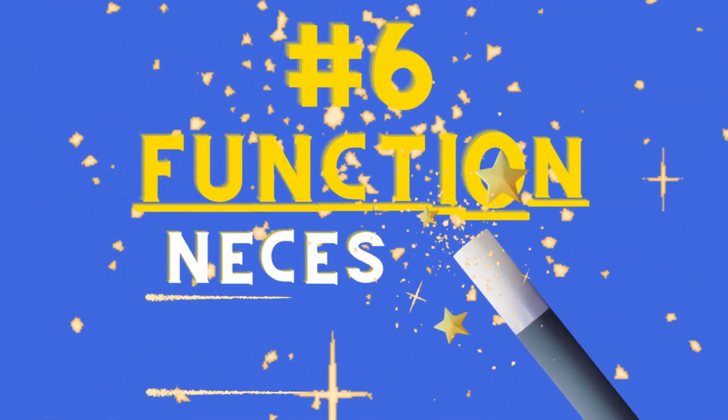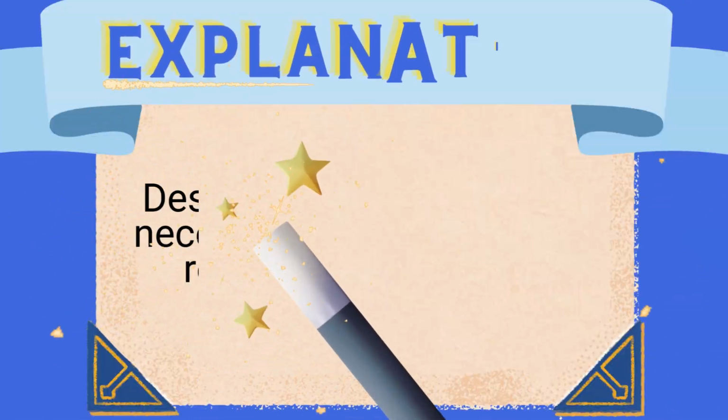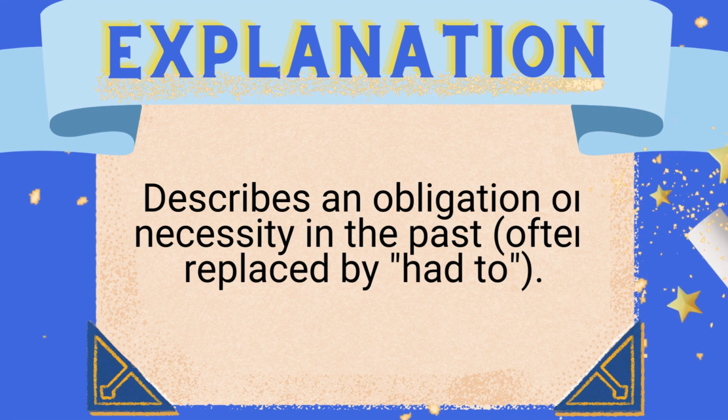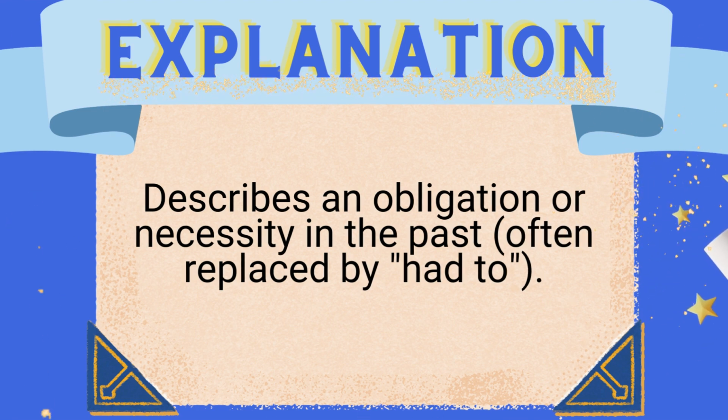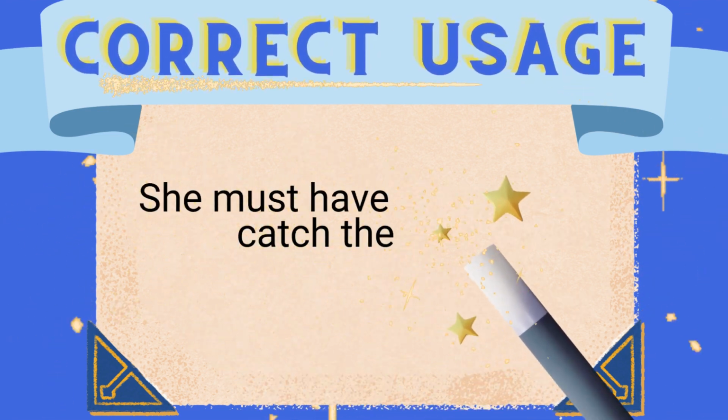Following that is must have for expressing past necessity. This is used when something was very important to have been done in the past. For instance, she must have left early, she's not here anymore. She must have left early to catch the train.